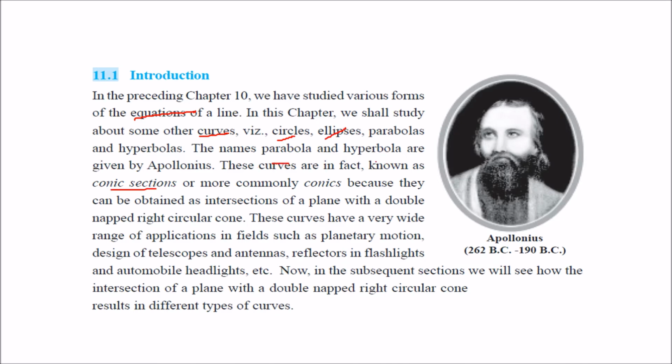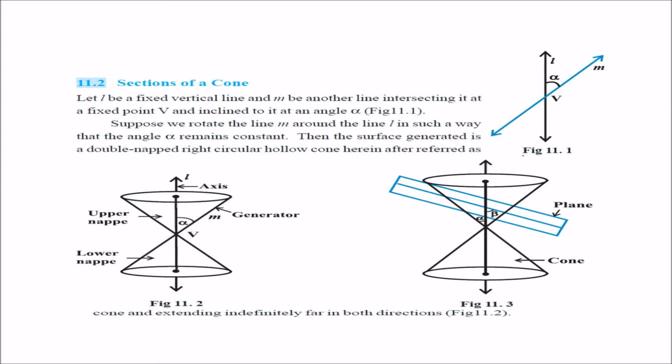The names parabola and hyperbola were given by Apollonius. We will talk about all of these and combine them under a single name. We call them conics. So what happens, I'll show you. There are so many practical applications of these conic sections, be it planetary motion, design of telescopes, antennas, reflectors in flashlights, or automobile headlights. There are so many. So let us see what we are trying to do.